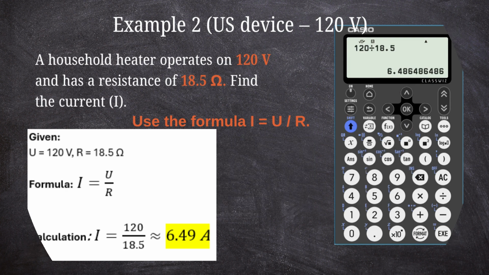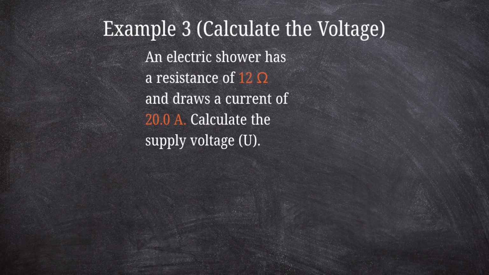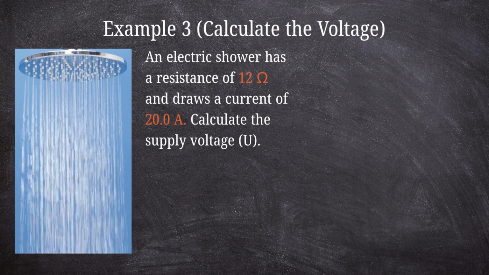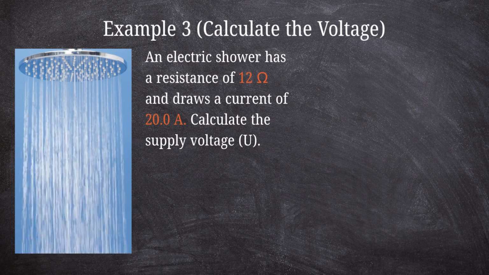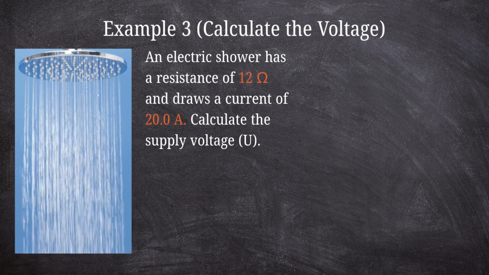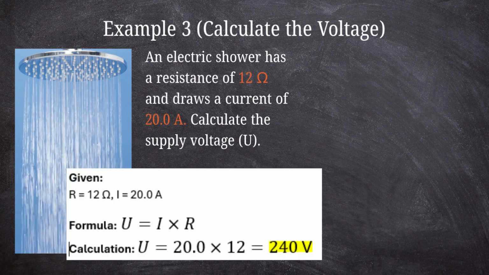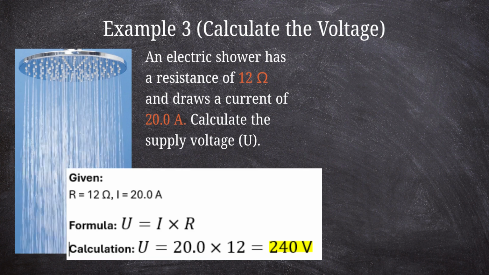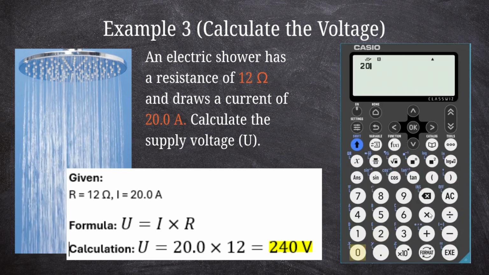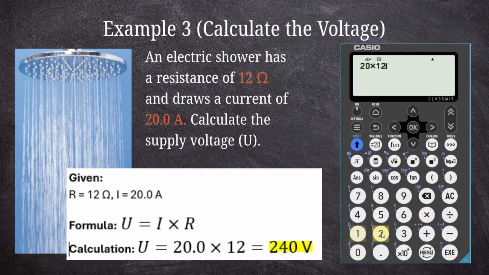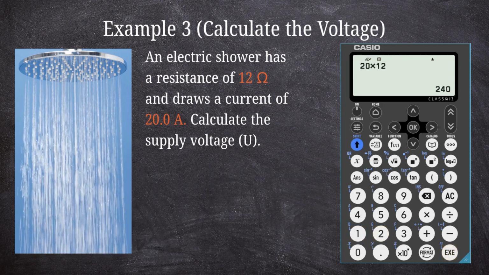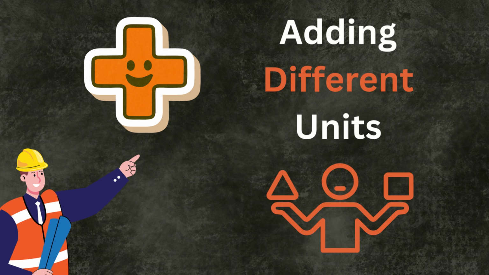Example 3. An electric shower has a resistance of 12 ohms and draws a current of 20 amps. Calculate the supply voltage, U. Use the formula U equals I times R. This one is simple. In the calculator, enter 20 times 12. That equals 240 volts. In this section, you'll see two examples of how to add different units.